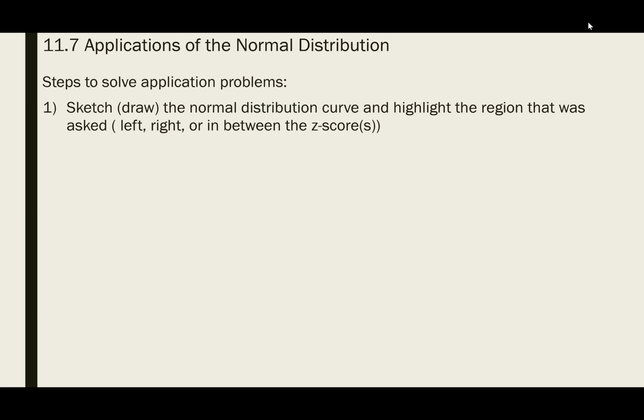The first thing, just like before, I want you guys to do is sketch your normal distribution curve. Shade the region that they ask you for, either to the left, to the right, or in between. The reason why you shade it is to tell you mentally: do I just look at the answer from the table? Or do I take 1 minus the answer in the table? Or do I take the two numbers and subtract them? And that's what the left, the right, and in between tell you.